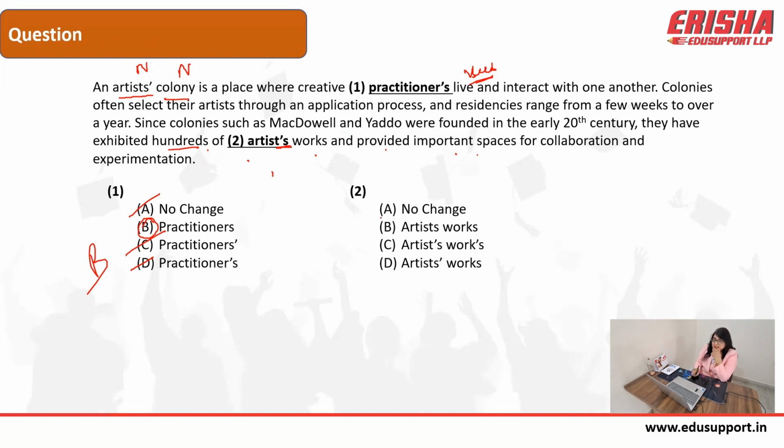When I look at A, it has the singular, so I'll eliminate it. Even C has the singular, so I'll remove that also. Now I have to choose between B and D. B says artists work without the apostrophe and the other one says it with the apostrophe. Works is a plural noun, and I want to show the possessive case, that these works belong to these plural artists. So I definitely need a possessive case. Hence I will eliminate B, which is just the plural form, not showing any possessive case. My answer will be D.